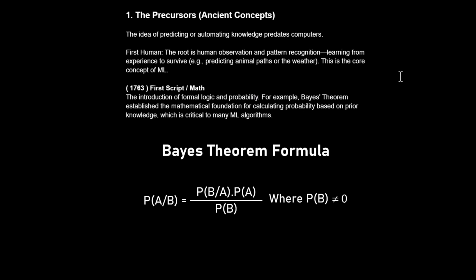And the formula has 3 parts. Number 1, the starting guess. Prior. This is what you already believe. You think there's a 50% chance a hidden monster is in the woods. The second part is the new clue. Evidence. This is the new information you get. You find a giant footprint leading away from the woods and toward a cave.